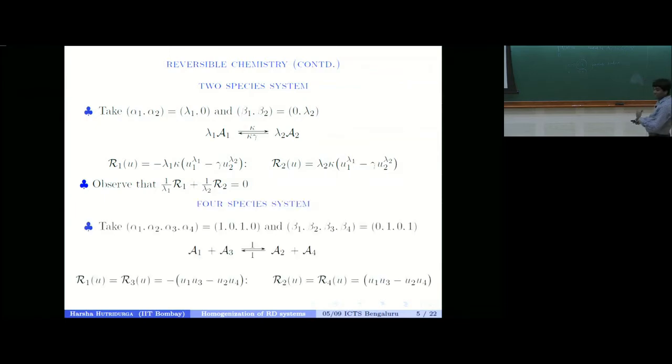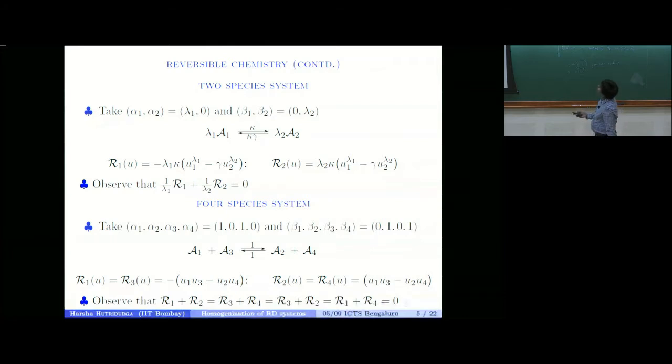Okay, it may look like I'm just giving some examples, but this is the 4 species one with this particular choice of alpha i's. And for simplicity, I have just taken both the forward and backward rate functions to be 1, and the rate functions look like this. And here you have the following cancellations: if you add R1 to R2 or R4, they are all 0. Okay, the sum equals 0.